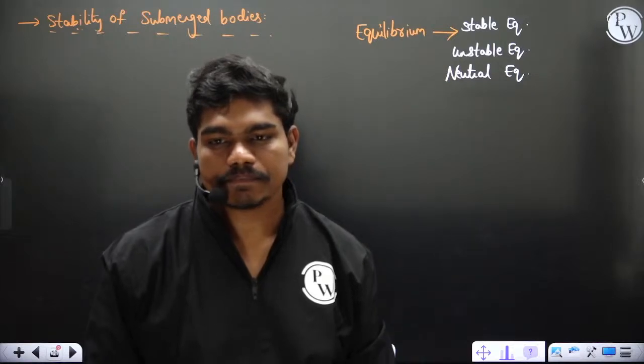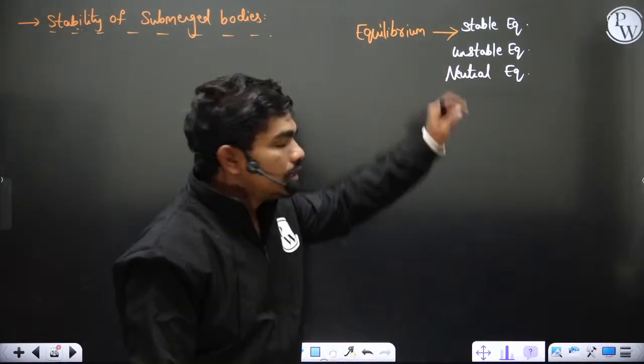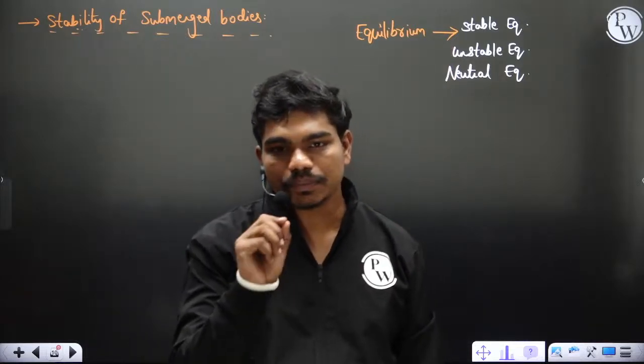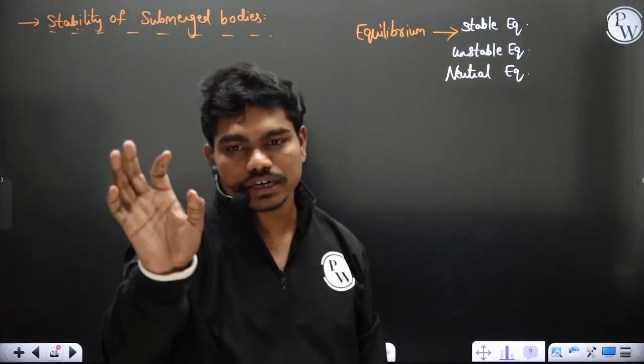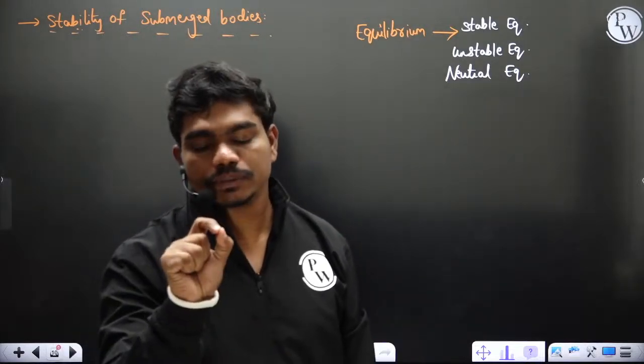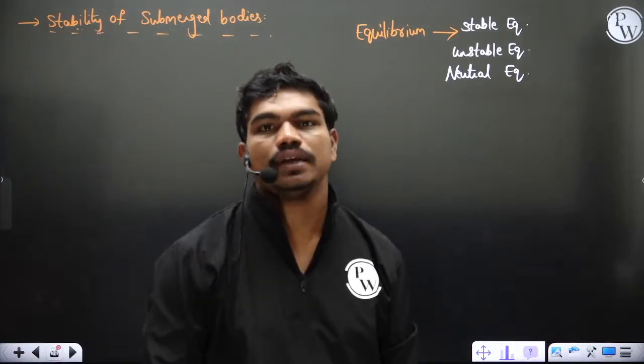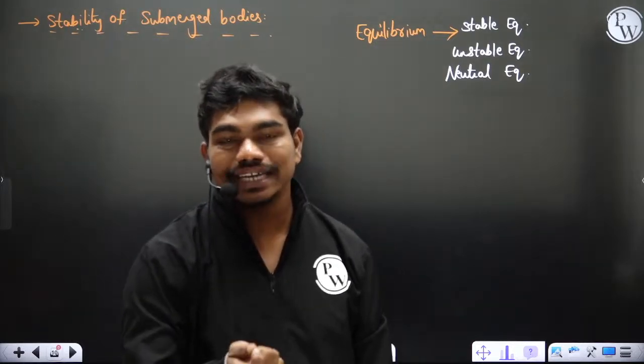Obviously, this should happen. Now let us see in case of stable equilibriums. Let us suppose there is a body at some particular state, even if you give some small perturbation or some small disturbance to that particular body, then definitely the body has to come to its original position. Okay, so these are called stable equilibriums.